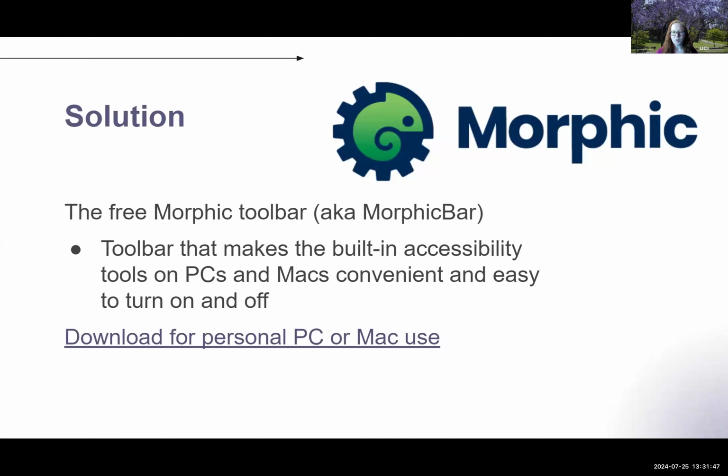This is a toolbar that makes the built-in accessibility tools on PCs and Macs convenient and easy to turn on and off. I've got a link there if you're interested in downloading it for your personal computer. They don't need any information from you unless you'd like to create a custom toolbar, in which case you just give them your email.